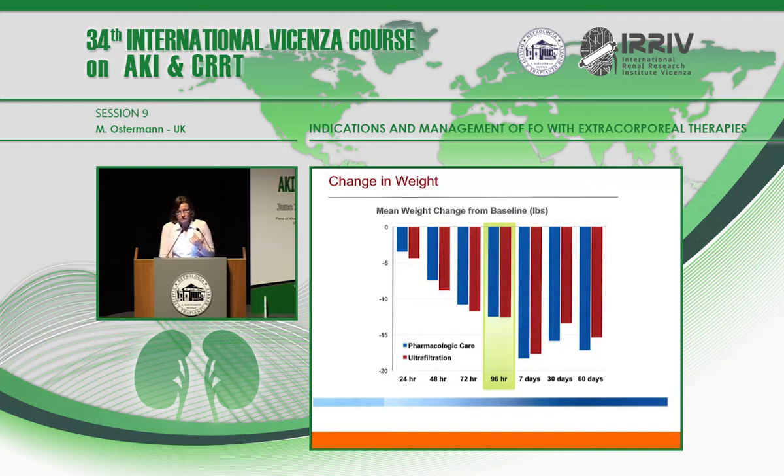And here are the results. The key reason for giving either diuretics or fluid or extracorporeal therapy is obviously to remove excess fluid. And as you can see here, at 96 hours, on day 4, there was no difference in weight loss between the two groups. In both groups, patients had lost a significant amount of fluid.